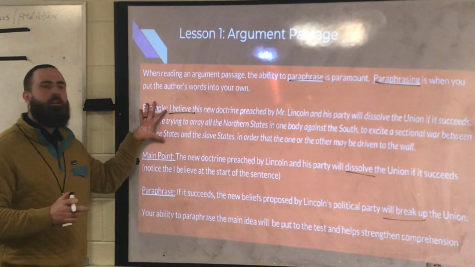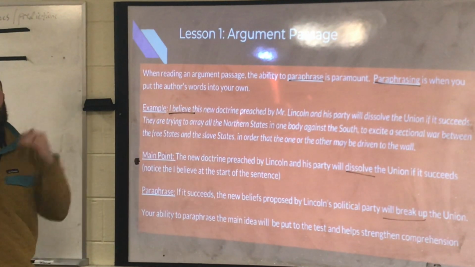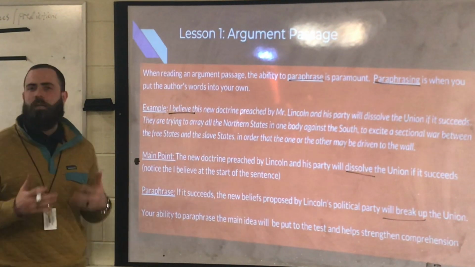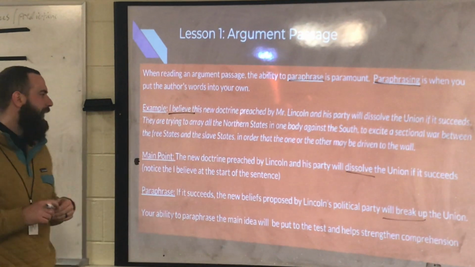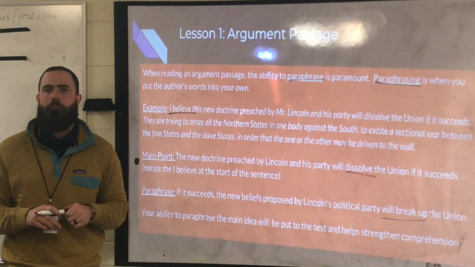So again, we've taken our example, we go through our checklist. The first thing we do is we figure out, is it coming at the beginning or the end? What is the argument being made? What is that call to action? Pull it out and then put it in your own words to help that comprehension.